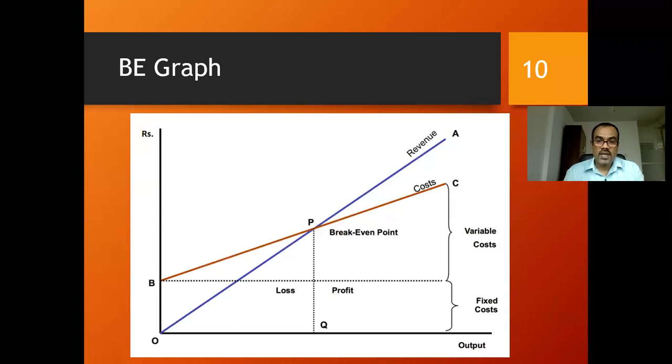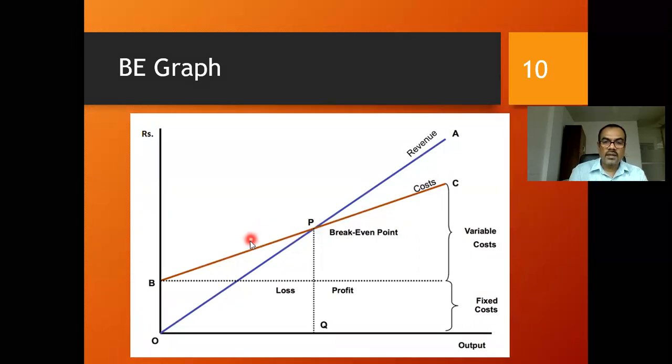Very easy. The region below this area is always loss. Why? Your revenue is less than total cost. Always very simple. Therefore, this area gives you profit all the time because your revenue is greater than cost.